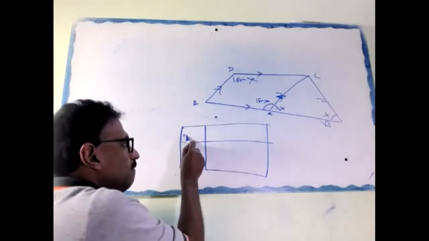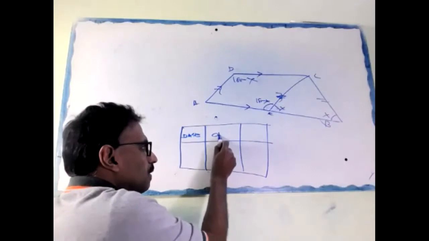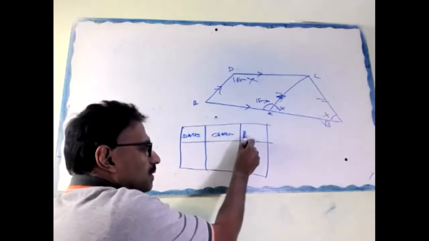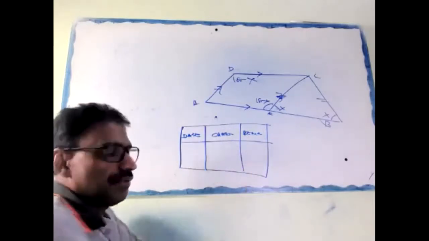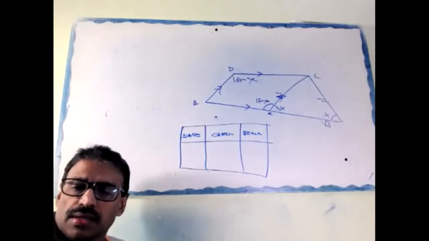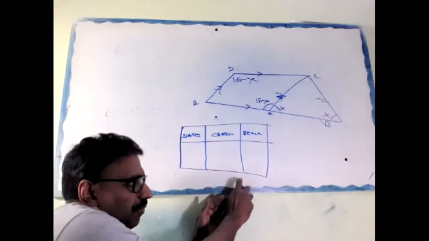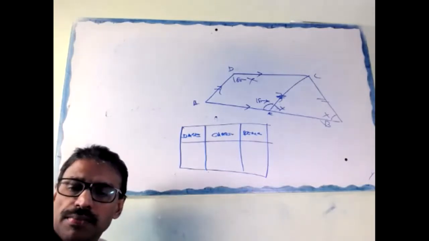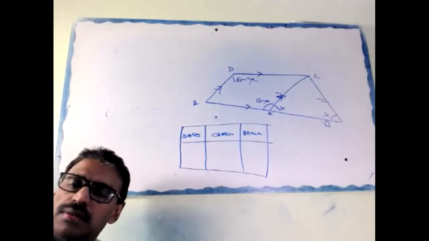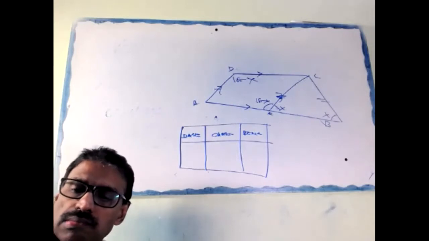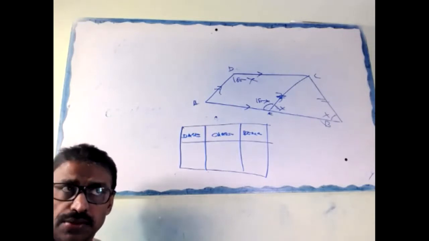Date, chapter, remarks. If anything, you can write there. Heading is final exam revision schedule. And you write down your name, class 9, batch B, coordinator. Clear now? Gautam, anything you want to add?